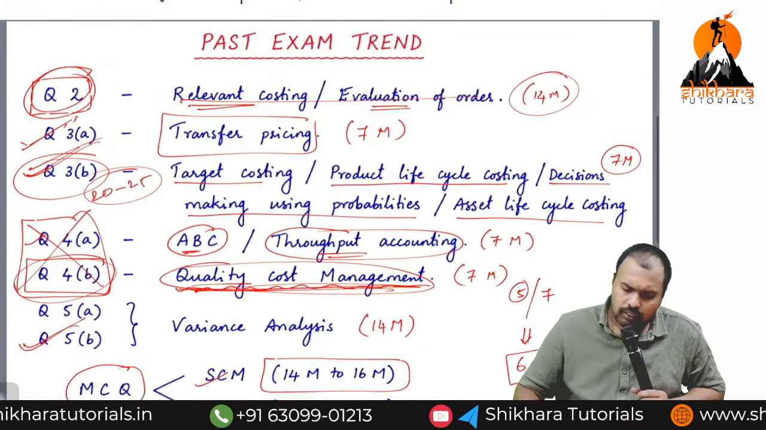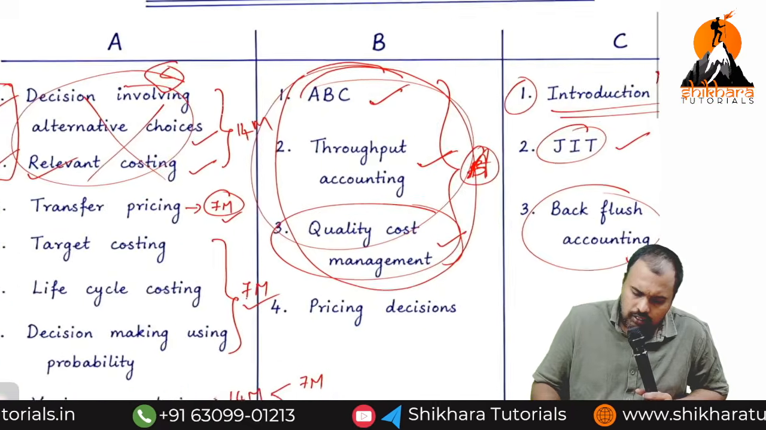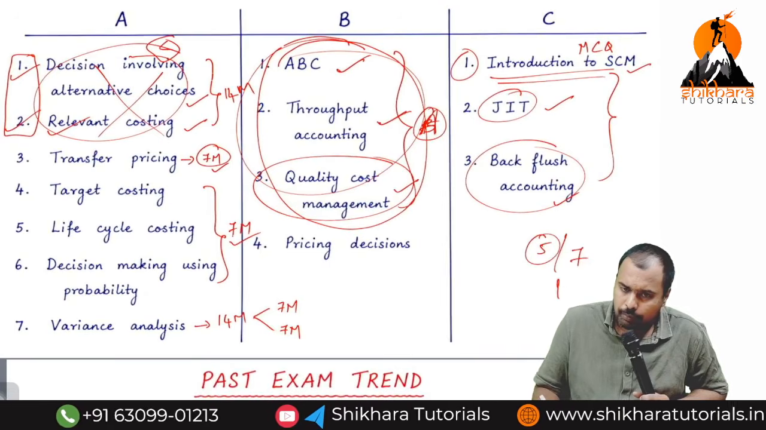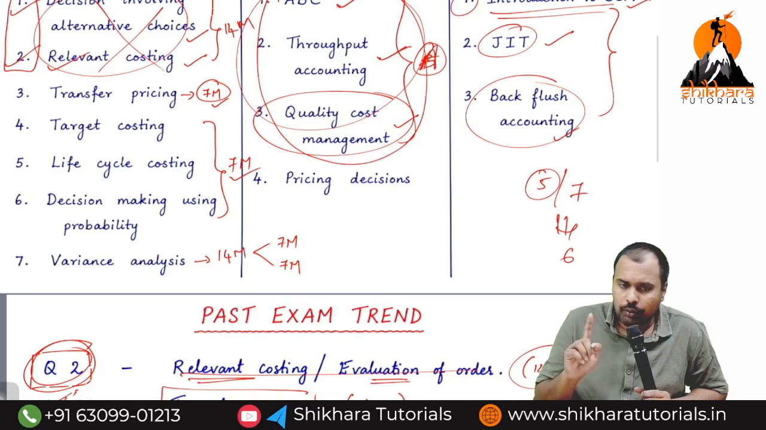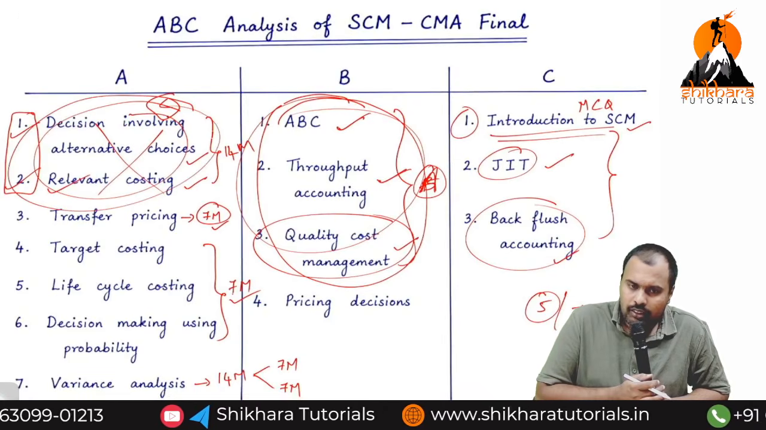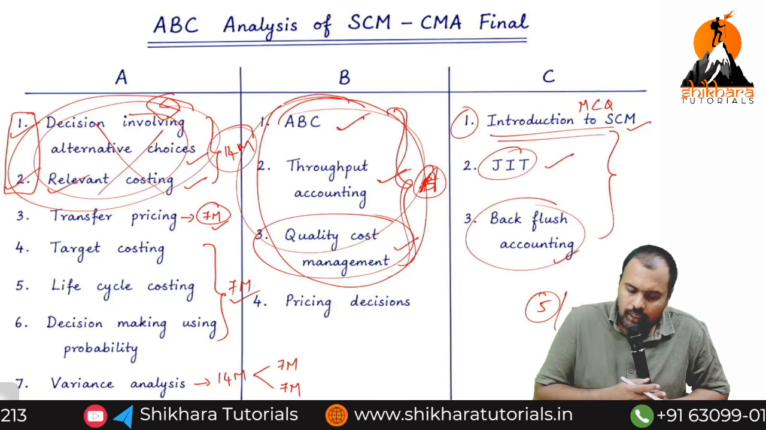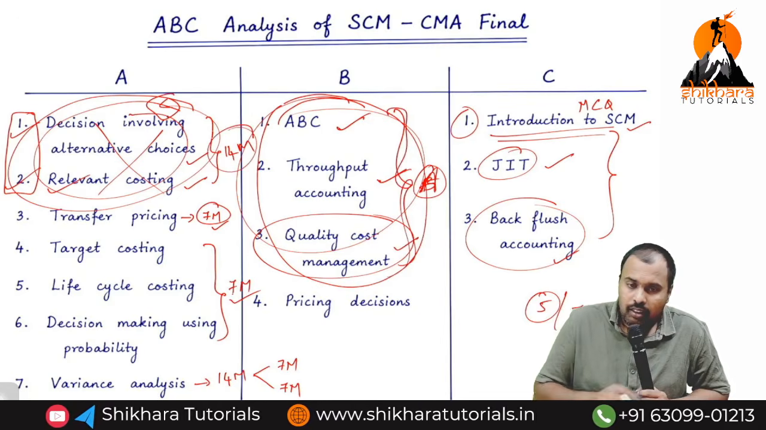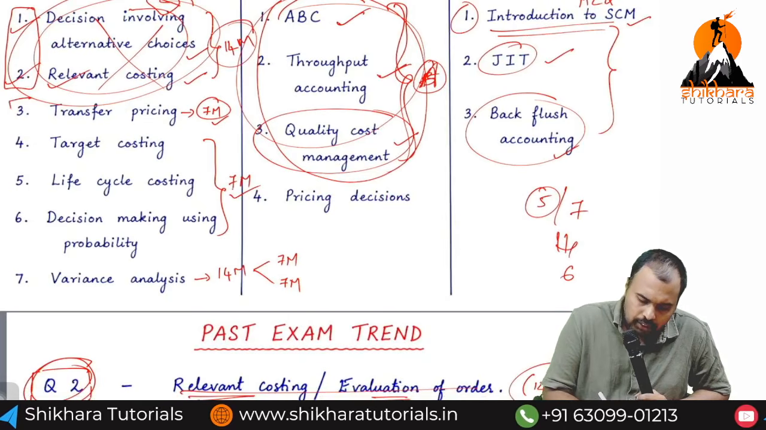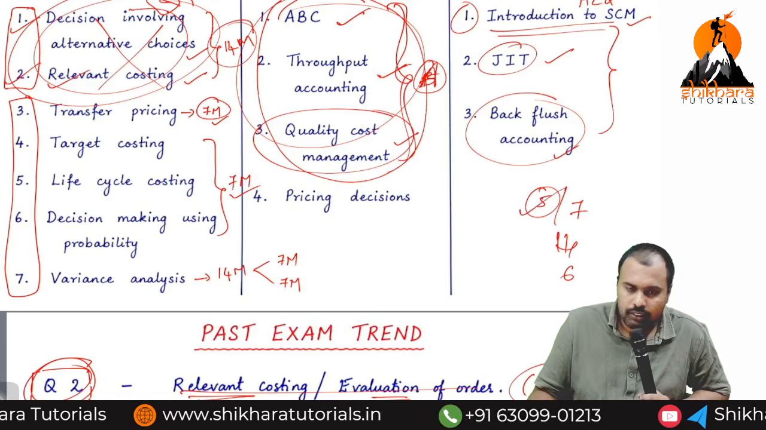Okay. So that's about ABC analysis, sir. Again, out of 7 questions, you have to write 5 questions, but you have to prepare for 6 questions. The only one question you can take as a choice has to be from either decisions involving alternative choice and relevant costing. From these 2 topics combined, you are going to get a 14 marks question, or from ABC, throughput accounting, quality cost management. The rest of the topics you have to study, sir. At least the A category you have to complete. So these topics you have to complete. If you complete only the A category topics, you can attempt all the 5 questions.